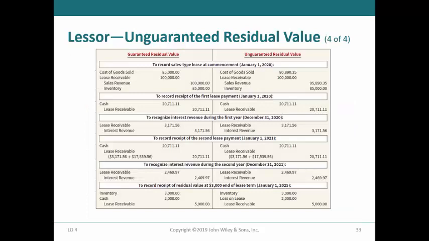This slide shows the entries for Caterpillar with the guaranteed and unguaranteed residual value. We can see in the beginning the differences in the sales revenue and cost of goods sold entries that we discussed in the previous slide. Also, if you notice at the end of the lease, if the backhoe is returned with only a value of $3,000 instead of $5,000 and the residual value is guaranteed, then Caterpillar will receive $2,000 in cash from Sterling. However, if the residual value is unguaranteed, then Caterpillar has to record a loss for the $2,000. Otherwise, there is no difference in the entries.